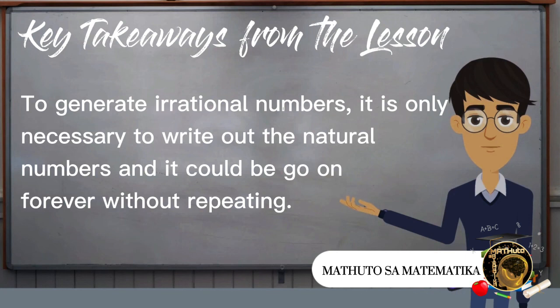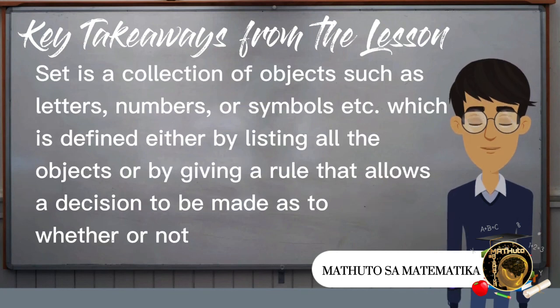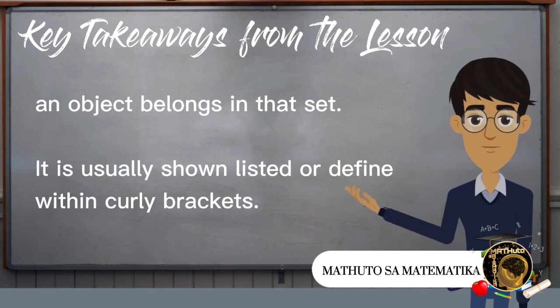We also talk about a set, which is a collection of objects such as letters, numbers, or symbols, etc., which is defined either by listing all the objects or by giving a rule that allows a decision to be made as to whether or not an object belongs in that set. It is usually shown listed or defined within curly brackets.